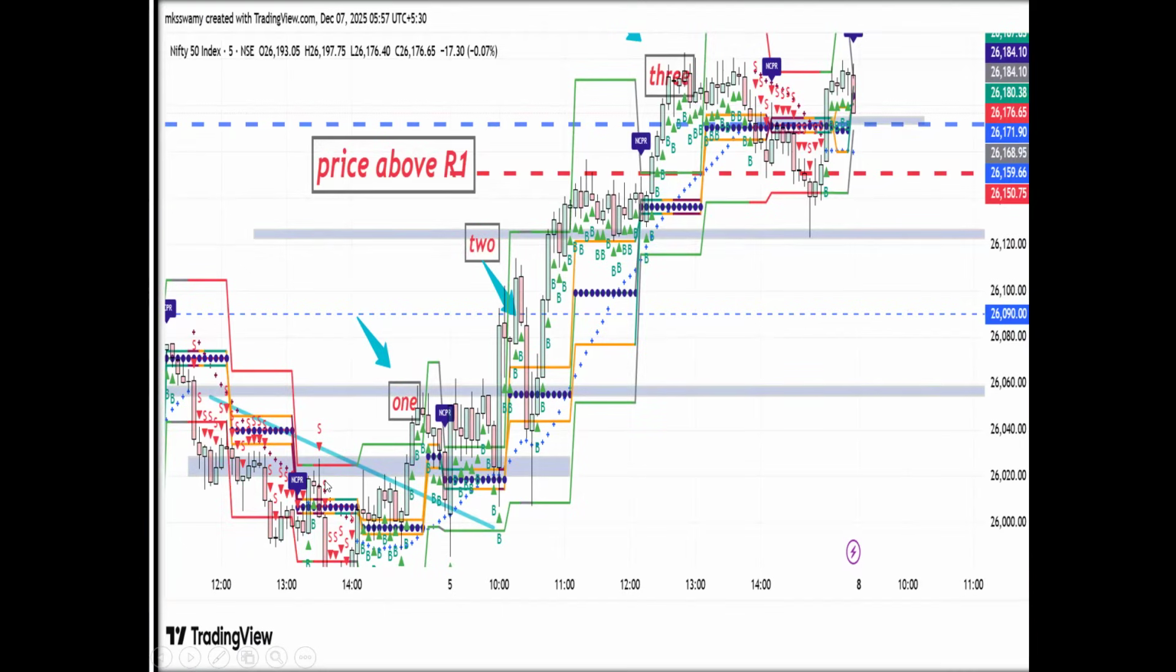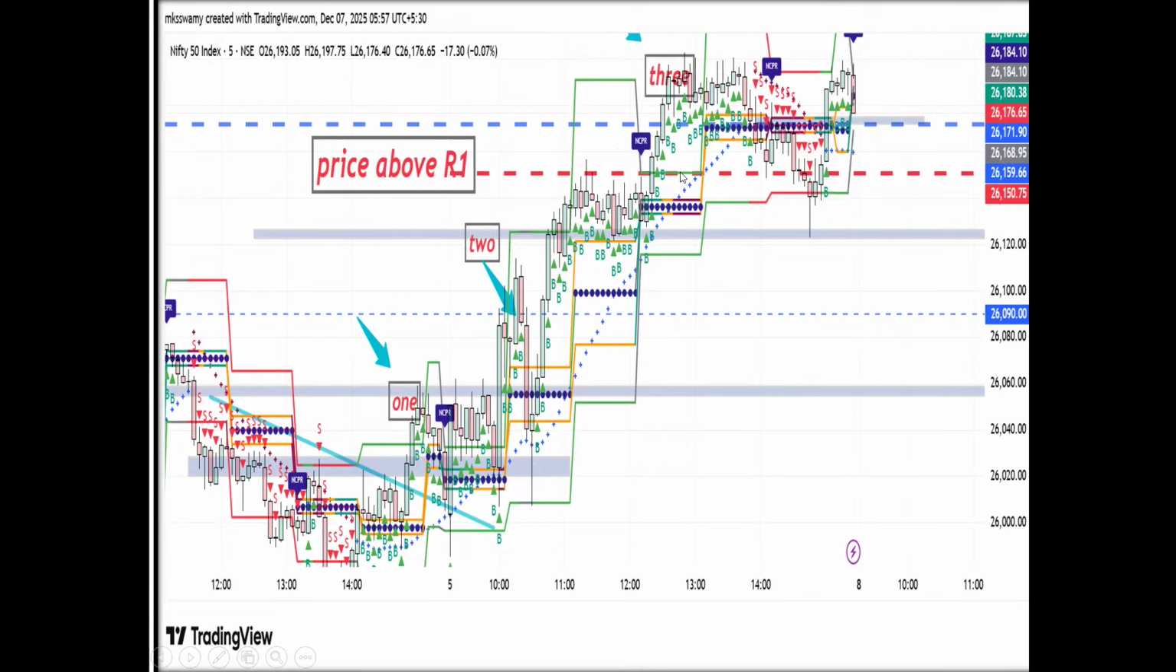You can see the price coming above the R1. This is R1. Price is moving above the R1, and you can see the second time it is reaching the second floor, coming down and retesting, and the third time it has gone. This is the third time. This is a wide expansion, it has moved above the R1.